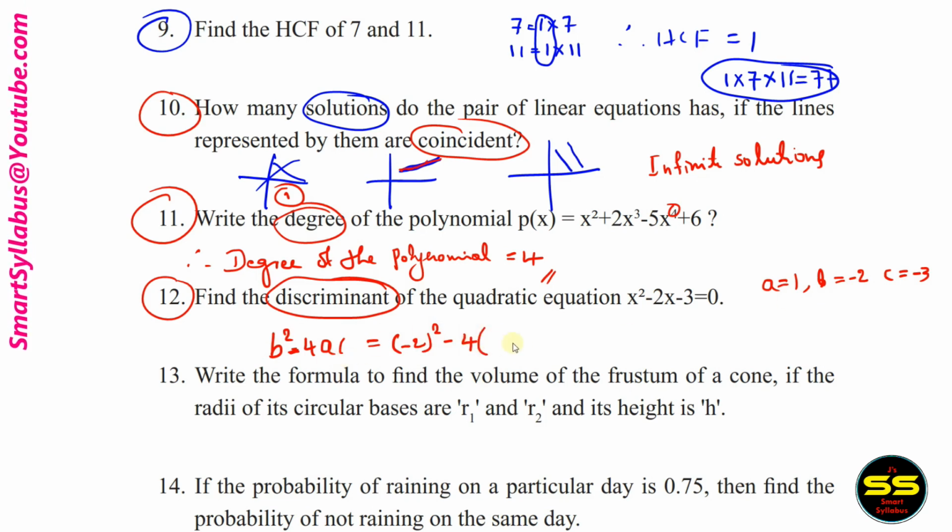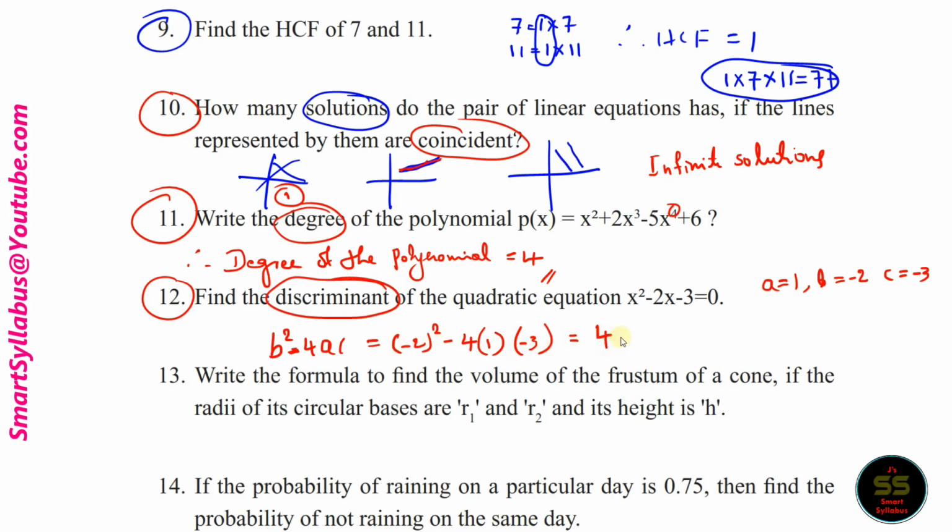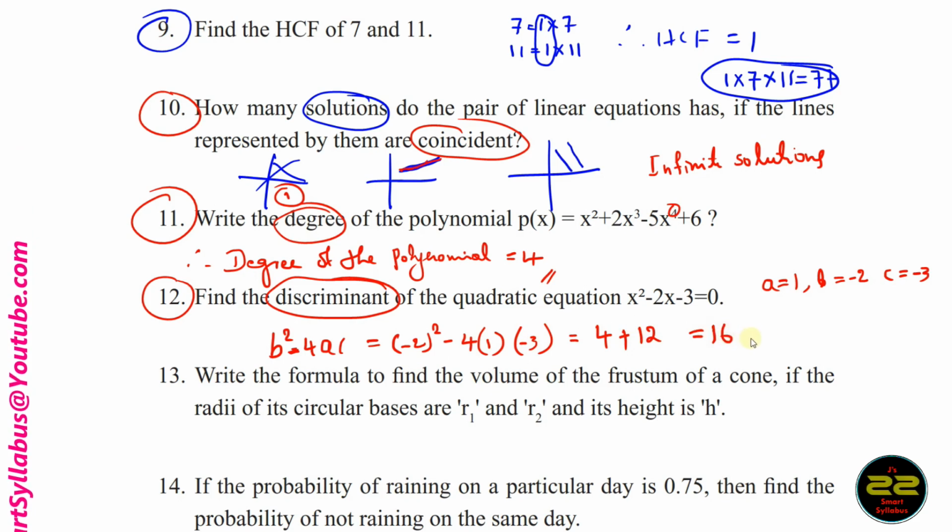The a is 1, then c is minus 3. That's equal to minus 2 square, which is 4, minus, okay, minus into minus is going to be plus. So 4 times 3 is 12, 12 into 1 is 12 itself. Then 4 plus 12 is going to be 16. So this is the value of the discriminant.